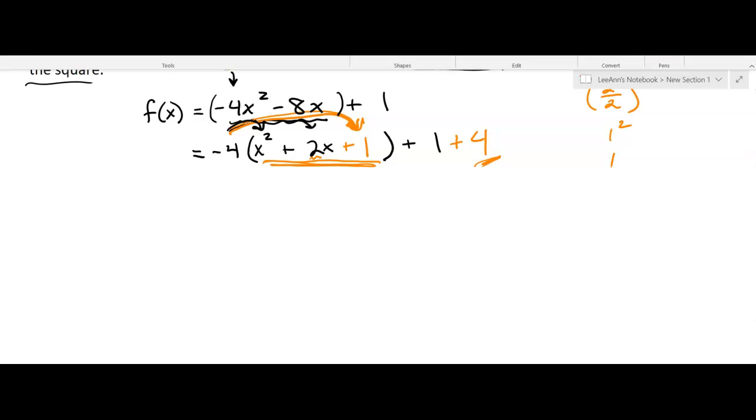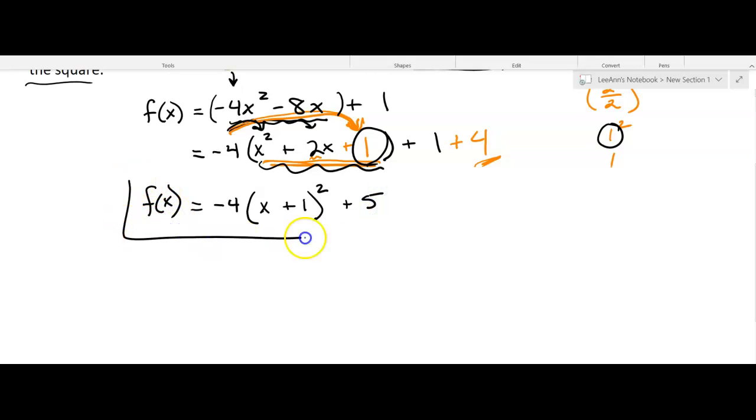All right, now I'm going to write it in that fabulous form. I've got negative 4. Then I'm going to factor this because it's a perfect square trinomial. So it factors into x plus 1 squared. Remember, I'm taking the square root of this number right here. It just happens to be a 1 this time, plus 5. And now I have it written in that form.